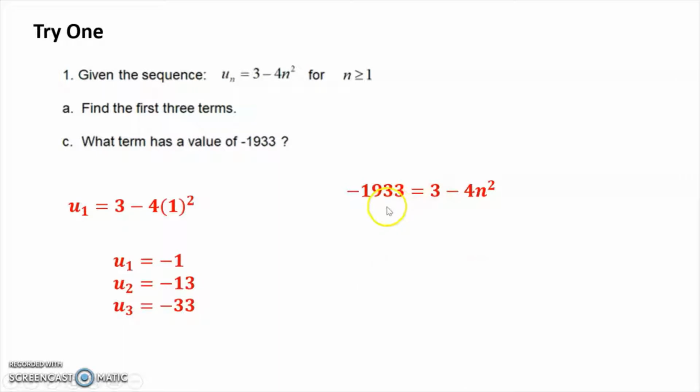Solving it backwards, minus 3 on both sides to get this. Divide by negative 4 next to get this positive value, and take the square root finally to get this. I hope you had success with that problem.